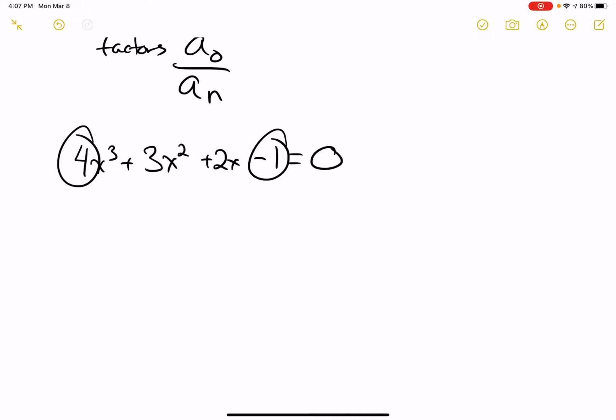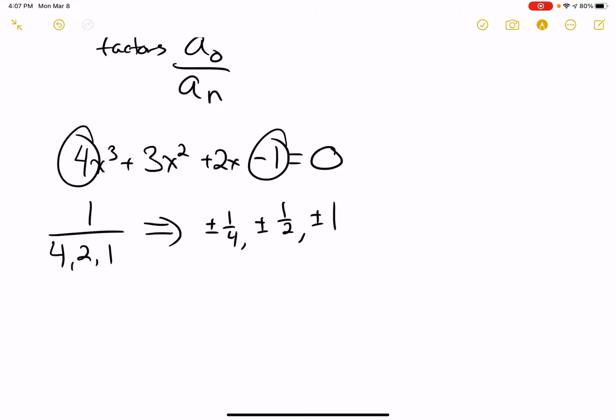So I'm going to have my factors of 1 are just 1, and my factors of 4 are 4, 2, and 1. So now I want to list all the possible combinations that I can have in both positive and negative. So I'm going to have plus or minus 1/4, plus or minus 1/2, and plus or minus 1/1, which is going to be 1.